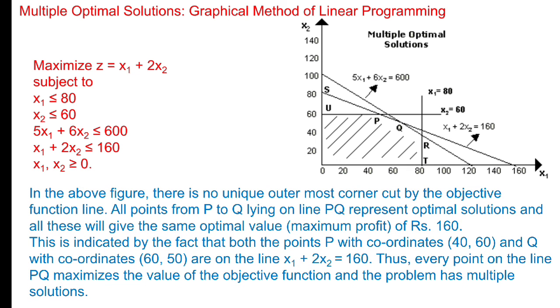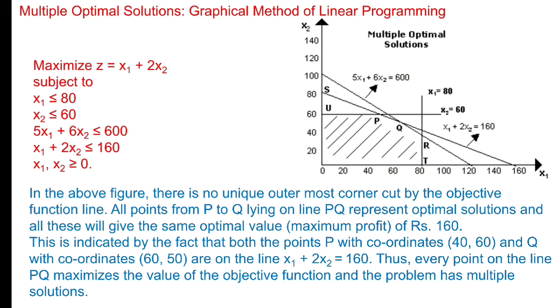In the above figure, there is no unique outermost corner cut by the objective function line, because we get so many lines. All points of P and Q lying on the line PQ represent the optimal solution. All these will give the same optimal value of profit, rupees 160, because at point P the Z value is 160 and at point Q also it is 160. So both maximums are the same.